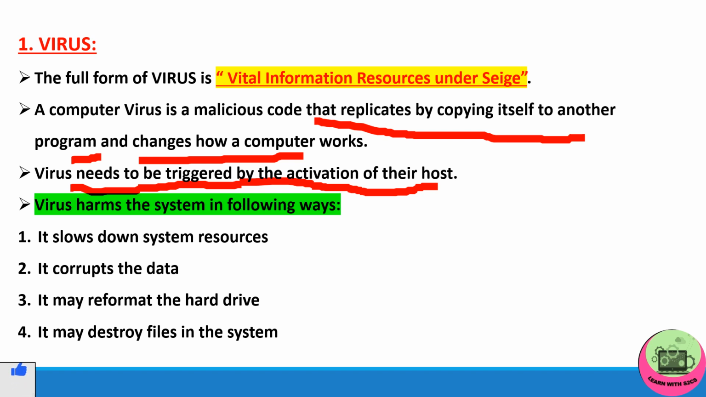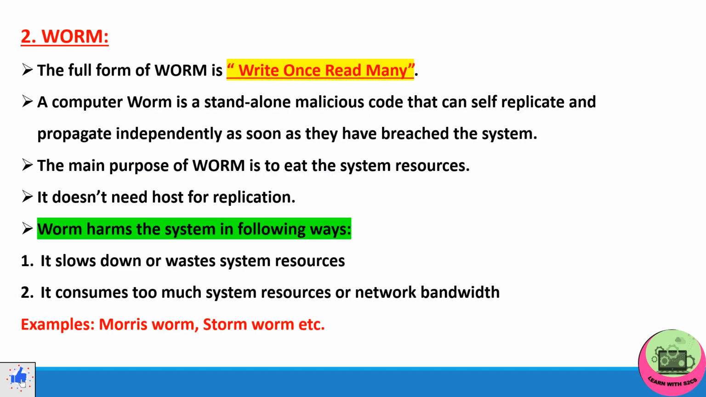So in what all ways can it harm? It slows down system resources, it corrupts the data, it may reformat the hard drive, it may destroy files in the system. So these are the harms caused by the virus. Clear? Coming to the second one, what is the worm?